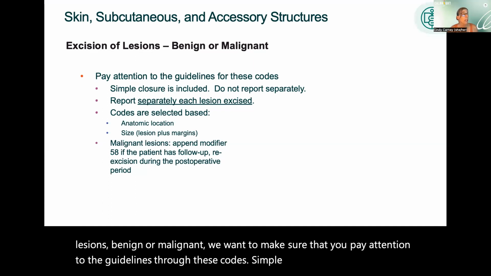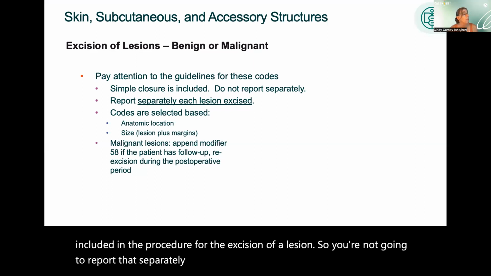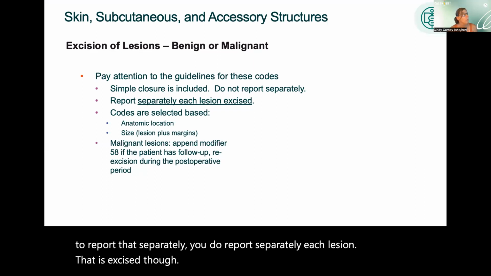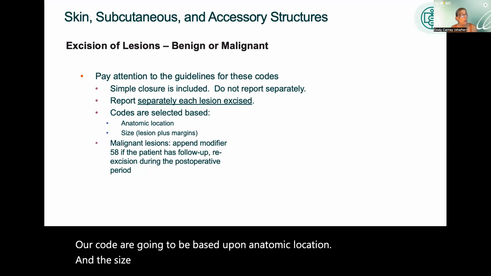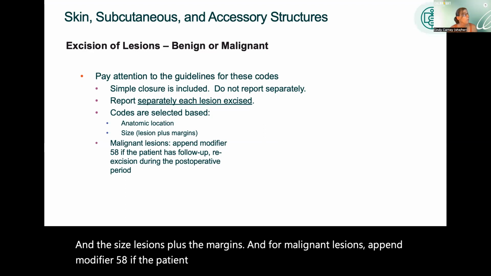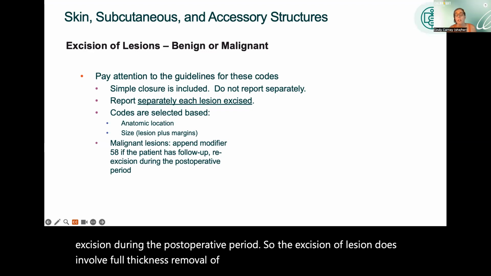Simple closure is going to be included in the procedure for the excision of a lesion, so you're not going to report that separately. You do report separately each lesion that is excised, though. Our codes are going to be based upon anatomic location and the size, lesions plus the margins. And for malignant lesions, append modifier 58 if the patient has a follow-up or re-excision during the post-operative period. So the excision of a lesion does involve full thickness removal of lesions from various anatomical sites.